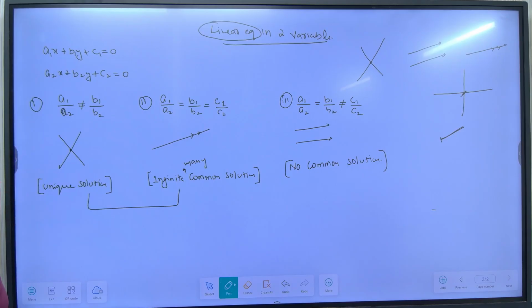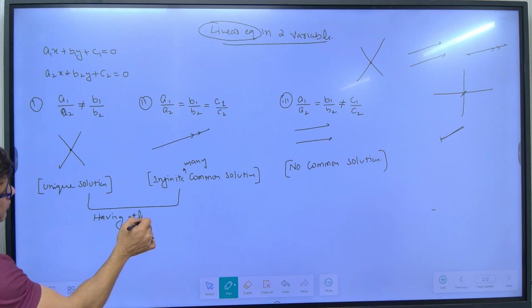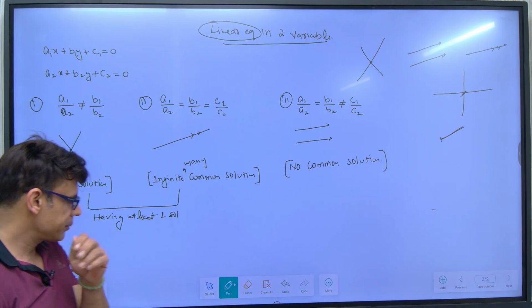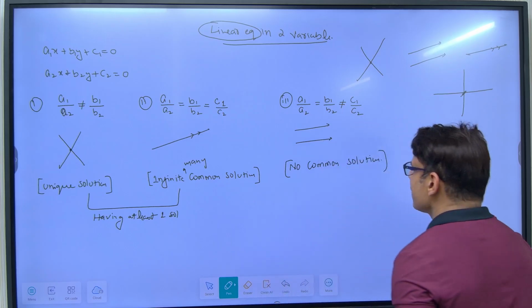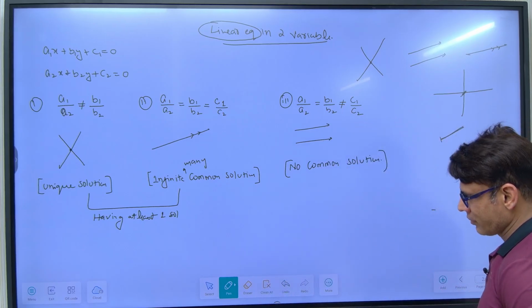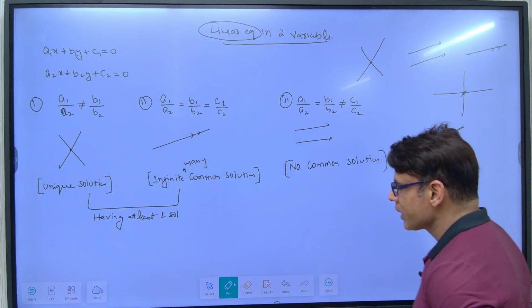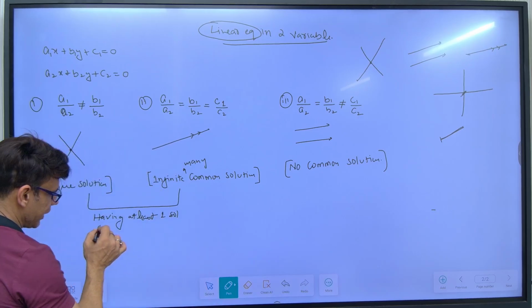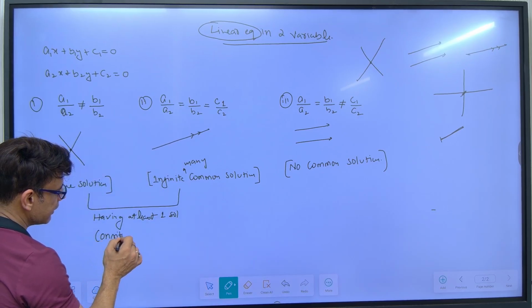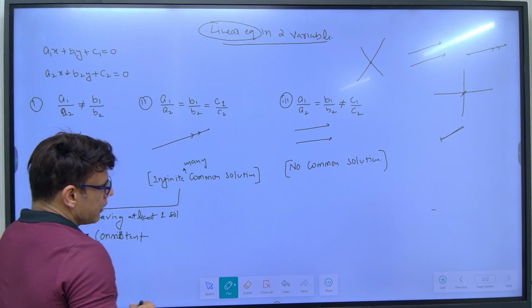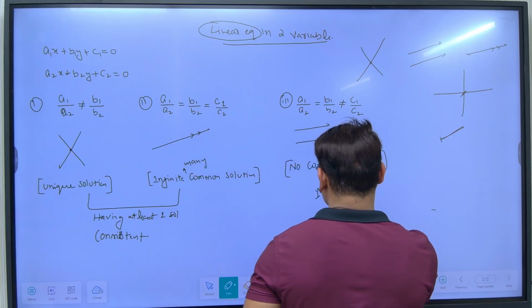Okay. I forgot the name myself. What do we call having at least one solution? I will tell you if I remember. Having at least one solution. I think it is called some consistent. Very good. Consistent. So having at least one solution is also called consistent, while no common solution is called inconsistent.